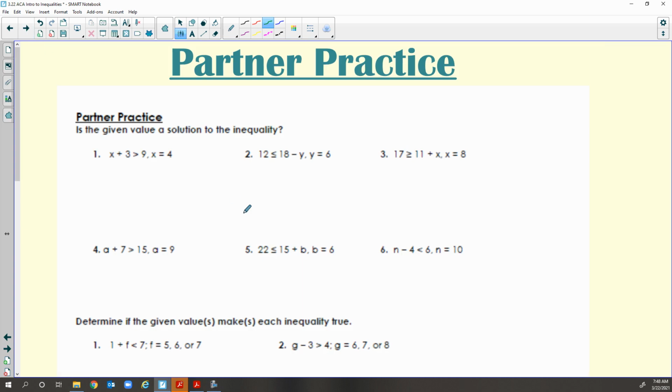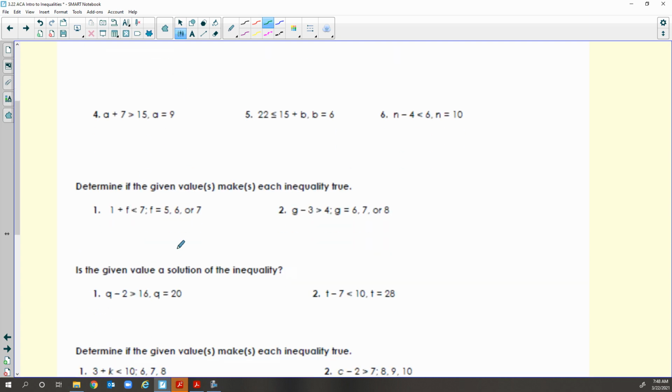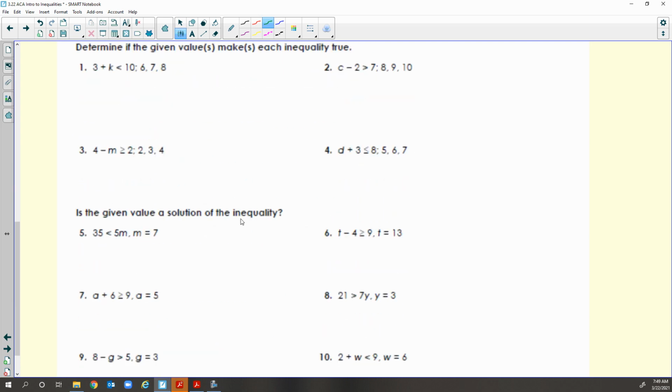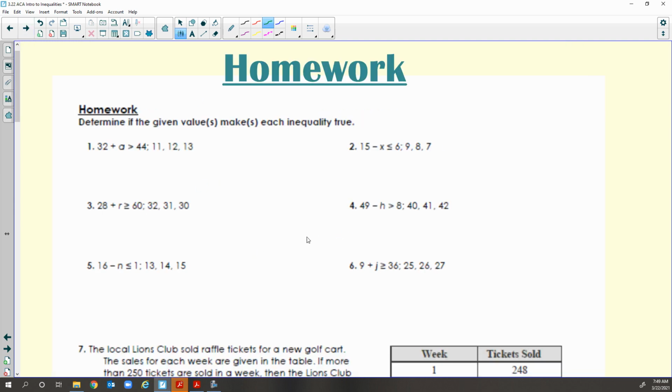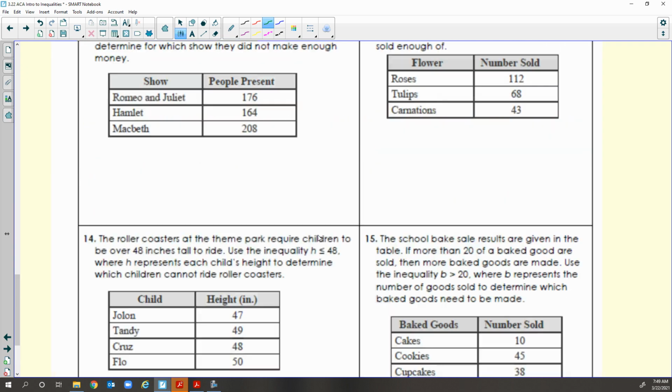Okay, friendos, I want you to try some of this partner practice here. It works the same way. We substitute in. Okay, we find which value would work the best when we plug and chug. And then we do the same stuff it seems like down here, except maybe gets a little trickier. Okay, take a quick look at that, and then when you're done with that, today you'll have 2 pages of homework. They're not too bad, and we'll go over those tomorrow when you get to class.